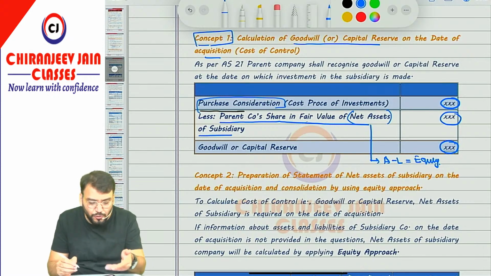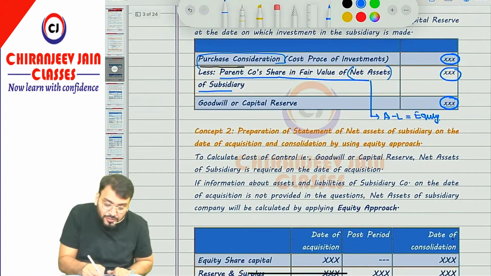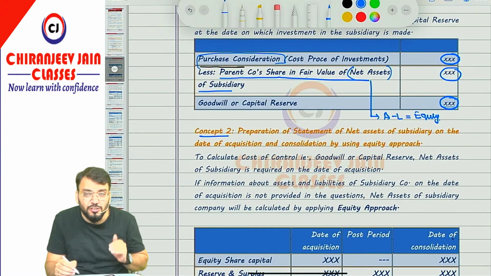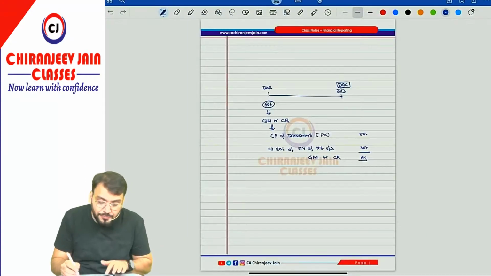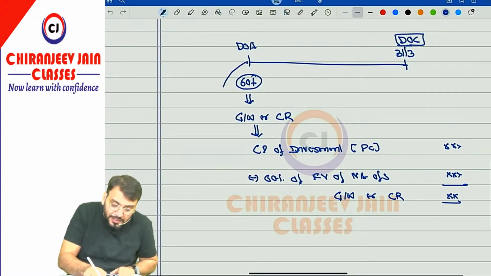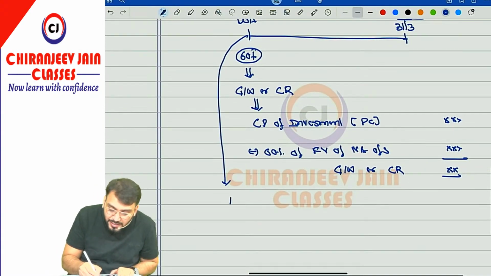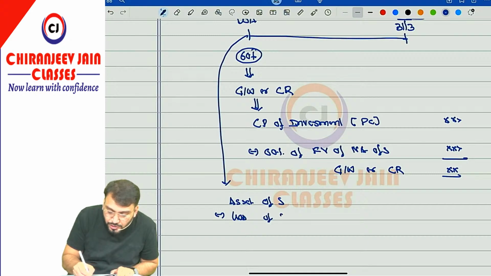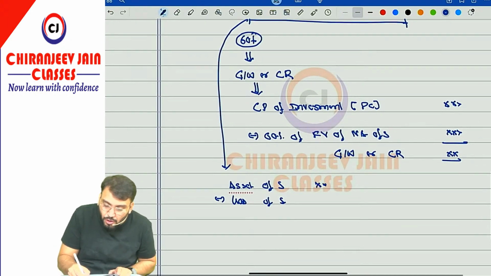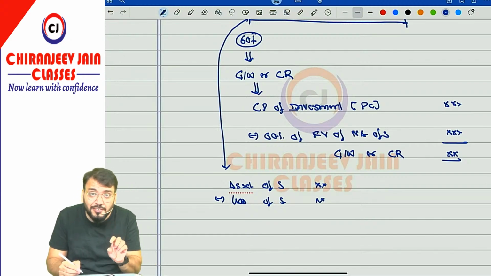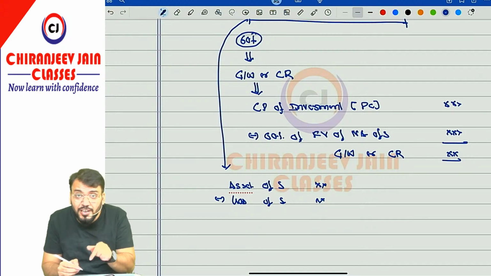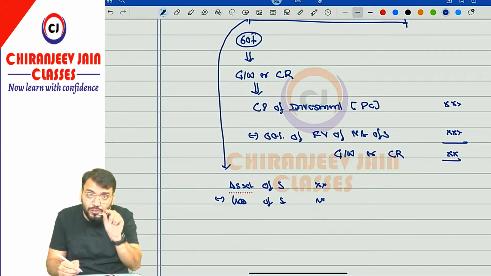Of course, we'll take some questions to calculate this. Now what is concept number 2? We need to find out net asset on the date of acquisition. Means to find out goodwill or capital reserve, on this date we need to find out all assets of the subsidiary company minus liabilities of the subsidiary company on the date of acquisition. Because to calculate goodwill or capital reserve, we need to deduct the parent company's share in the fair value of net asset. It means we need to find out net asset on the date of acquisition.